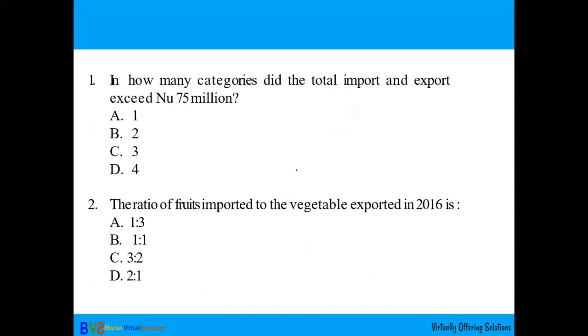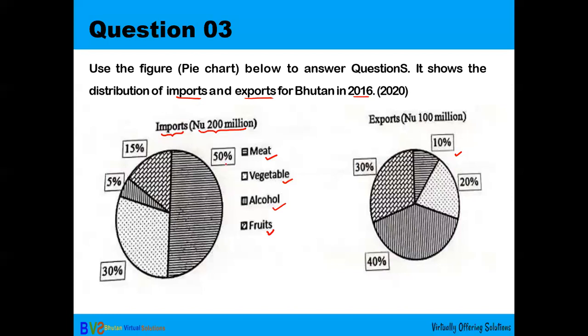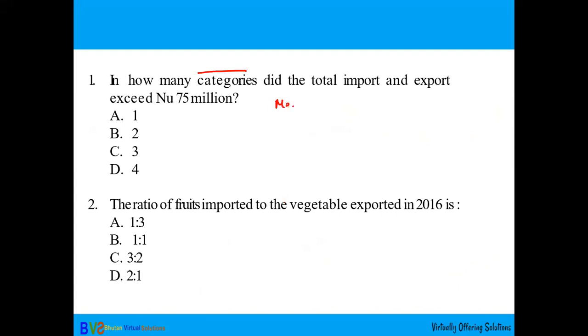Okay. Now let us solve the question. In how many categories did the total import and export exceed 75 million? How are we going to do this now? How many categories? There are 4 categories: meat, vegetable, alcohol, and fruits. These are the 4 categories.